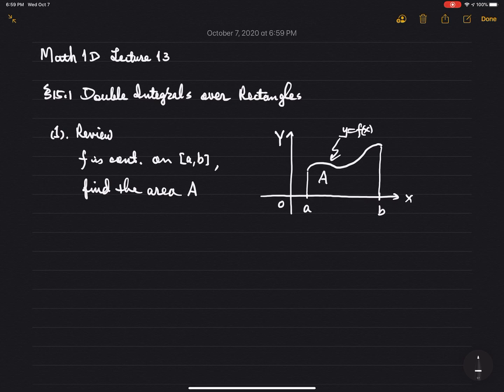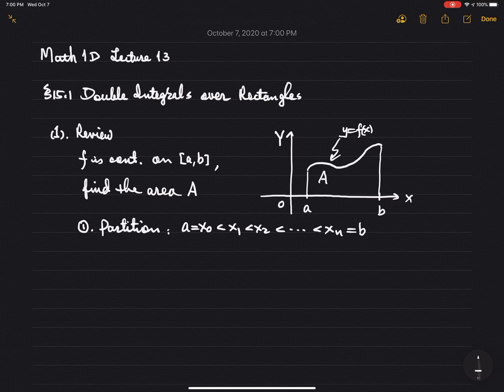How do we do that? Remember, we say there are four steps to define the definite integral. First step, we do a partition. We say a equals x0 less than x1 less than x2 less than, and so on, less than xn. This is called a partition.